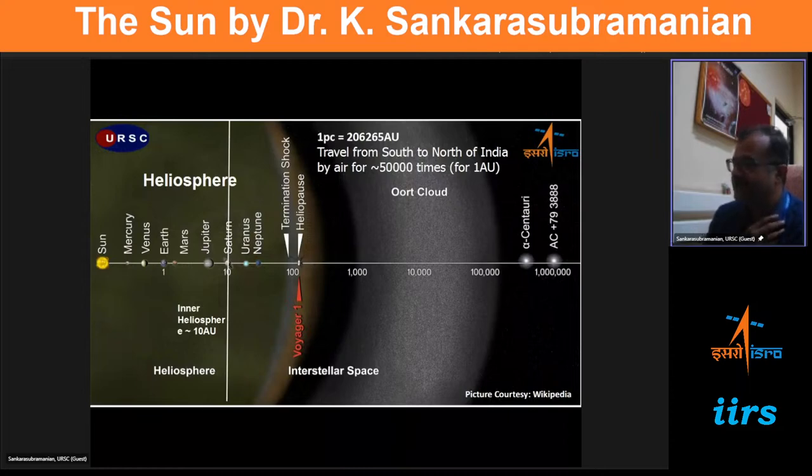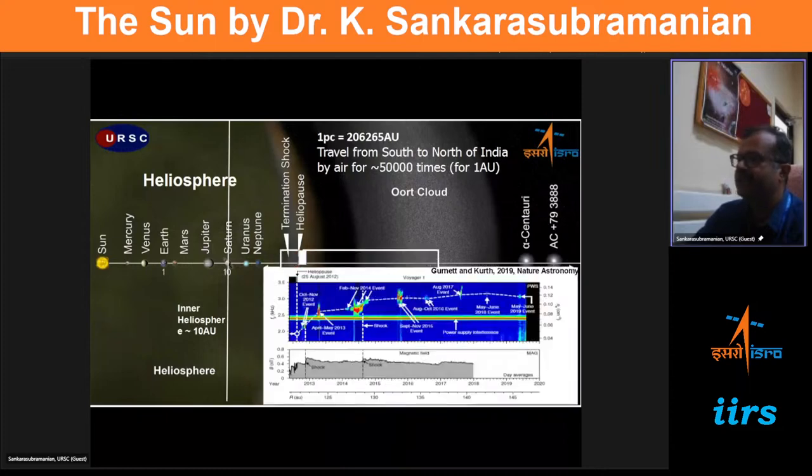Initially, our understanding was that the sun's influence stops at the heliosphere. I mean, the heliopause, which you see around 100 AU, is where we thought the influence from the sun would stop and not propagate outward. But recent observations from Voyager have clearly shown that the influence of the sun is felt even much beyond the heliopause. So the influence of the sun is not only contained within the heliosphere, it does reach the outskirts of our heliosphere too.